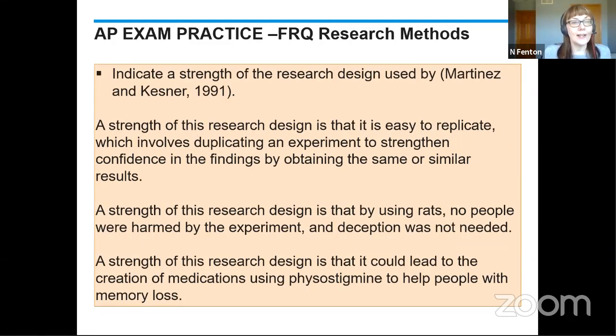Okay, indicate a strength of the research design used by Martinez and Kestner in this study. So certainly it's an experiment. So an easy answer, potentially you could have gone with, is that because there's random assignment, because it's a controlled experiment, you could make a cause and effect conclusion. But you could also have answered in these other ways too. So you might have looked at the ethics piece, right? You could talk about how it's easy to replicate. This is a fairly simple design that could be redone multiple times.